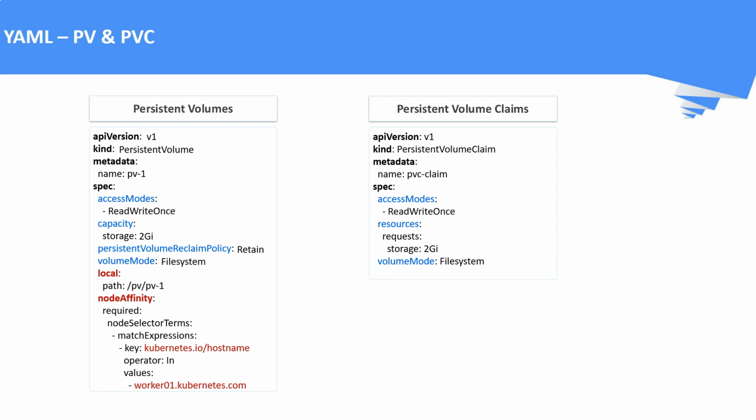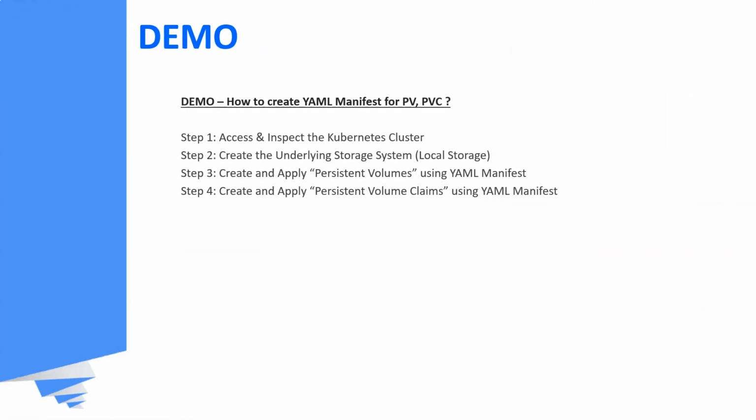Based on the properties of the PVC request, these PVCs will get bound to the appropriate PVs. Here, one such request is storage capacity, which is 2 GB in this case. So, this PVC will get bound to the PV which has 2 GB of storage capacity. This is one of the request constraints which the PV should satisfy. There are other request constraints like access modes, volume modes, and so on. Now, let us see the demo.